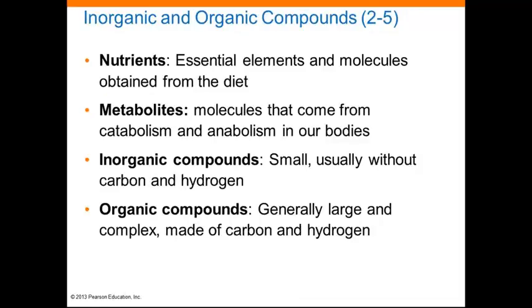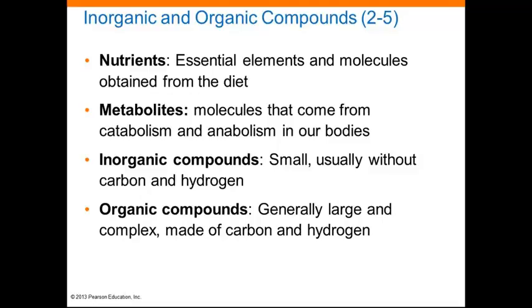So some more vocabulary terms for you here. The rest of the chapter focuses on nutrients and metabolites. Nutrients are essential elements and molecules that are obtained from your diet. And metabolites include all of the molecules, including nutrients, that are synthesized or broken down by chemical reactions inside of our bodies. And like all chemical substances, nutrients and metabolites can be broadly categorized as either inorganic or organic.